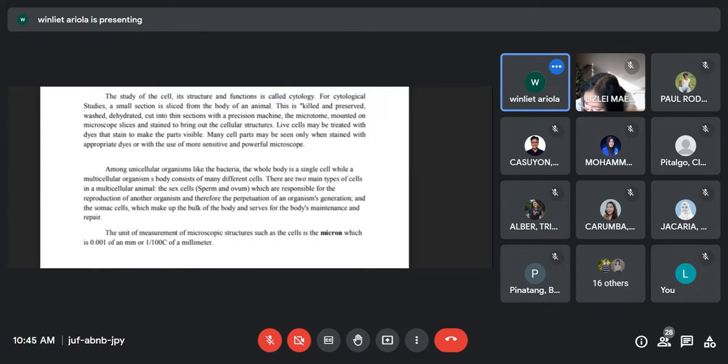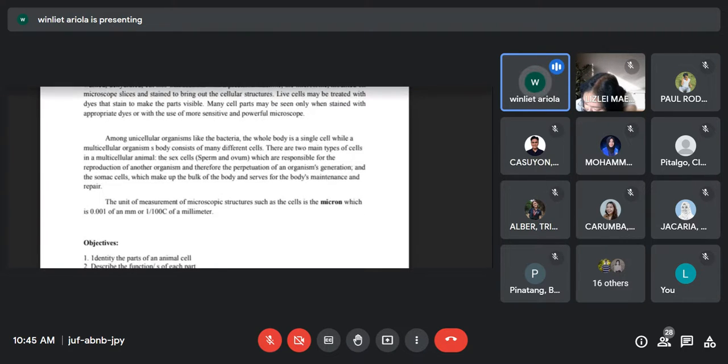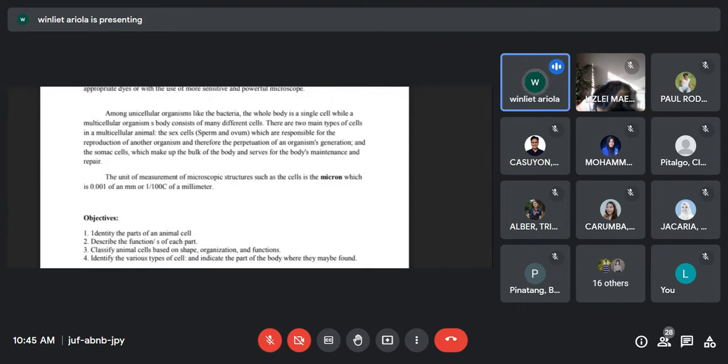So among unicellular organisms like the bacteria, the whole body is a single cell, while a multicellular organism's body consists of different cells. No, yun, kapag multicellular, from the word multi, which means more than one, madami, no, just like a human being. But meron din tayong mga organism na unicellular, iisang cell, isang buong cell lang siya. Just like the bacteria, but not all bacteria. Meron din mga multi.